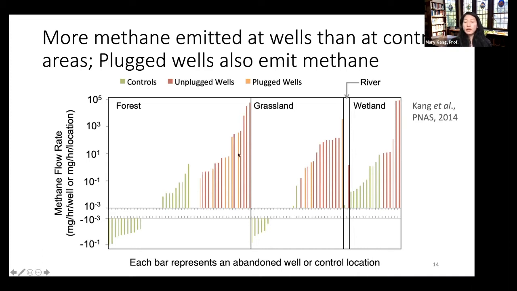Another really interesting finding from this very early study is the difference between the red and orange bars. The red bars are these unplugged wells, and the orange bars are the plugged wells. And so plugged wells should theoretically emit no methane or be basically the same as controls. But that's not what we're seeing. As you can see, they're not the highest, but they are high, and they're generally statistically higher than the emissions coming out of the controls.